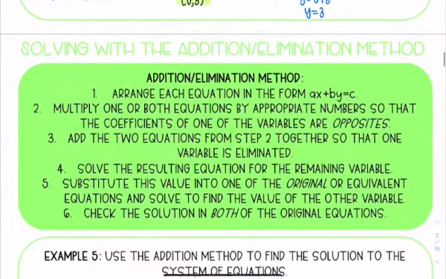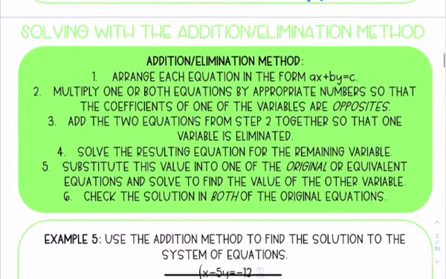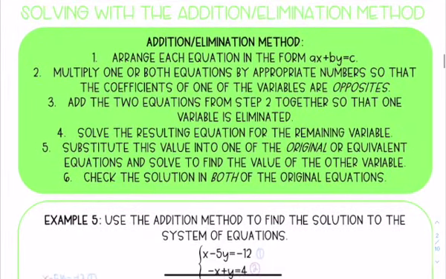The next method we have is the addition/elimination method. So the first thing you want to do is arrange each equation in the form ax plus by equals c. You're going to multiply one or both equations by appropriate numbers so that the coefficients of one of the variables are opposites, which means one is positive and one is negative. You're going to add the two equations from step 2 together so that one of the variables is eliminated.